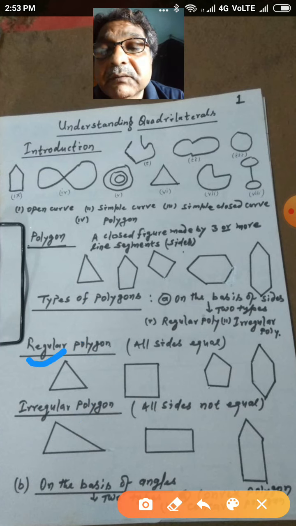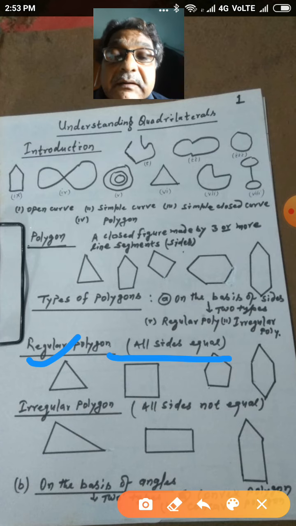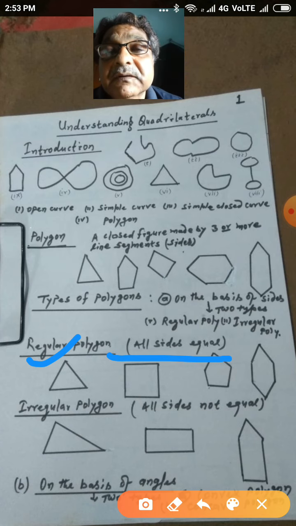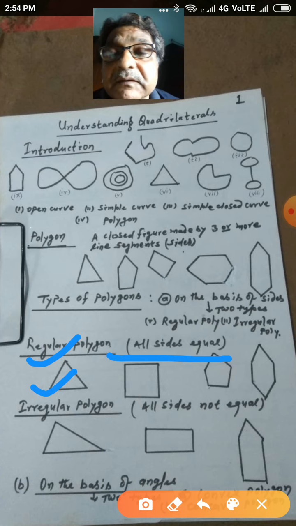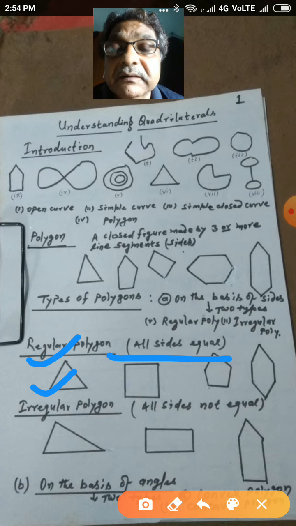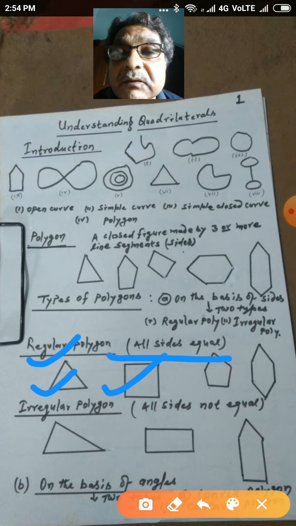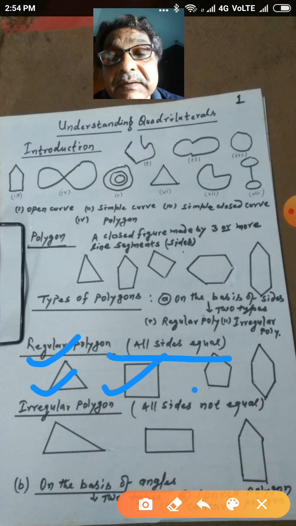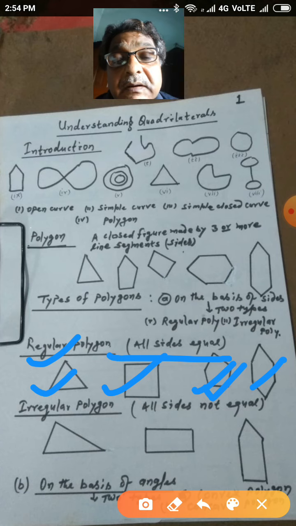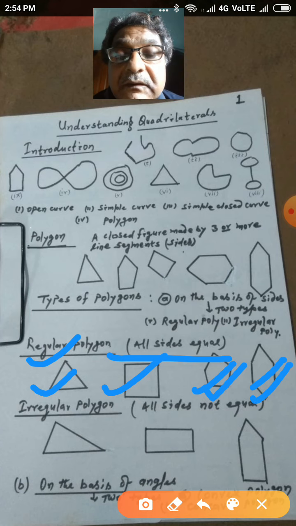Let's see one by one. Regular polygon, here you see written that all sides are equal. It means a polygon whose all sides are equal is called a regular polygon. Example is, in 3 sides it is an equilateral triangle. As you know, in an equilateral triangle all 3 sides are equal. In 4 sides it is a square, as a square has all 4 sides equal. Similarly, in 5 sides, that is in a pentagon, and in 6 sides, that is in a hexagon, if all sides are equal, then we say it is a regular pentagon for 5 sides, and a regular hexagon for 6 sides.